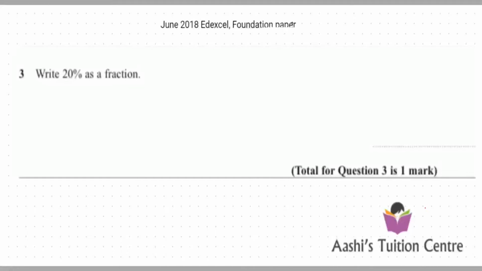This question is taken from the June 2018 Edexcel Foundation paper. Question 3. Write 20% as a fraction. So 20% as a fraction, you do 20 over 100 because percentage is always out of 100. That equals, so you can simplify or leave that as your answer.